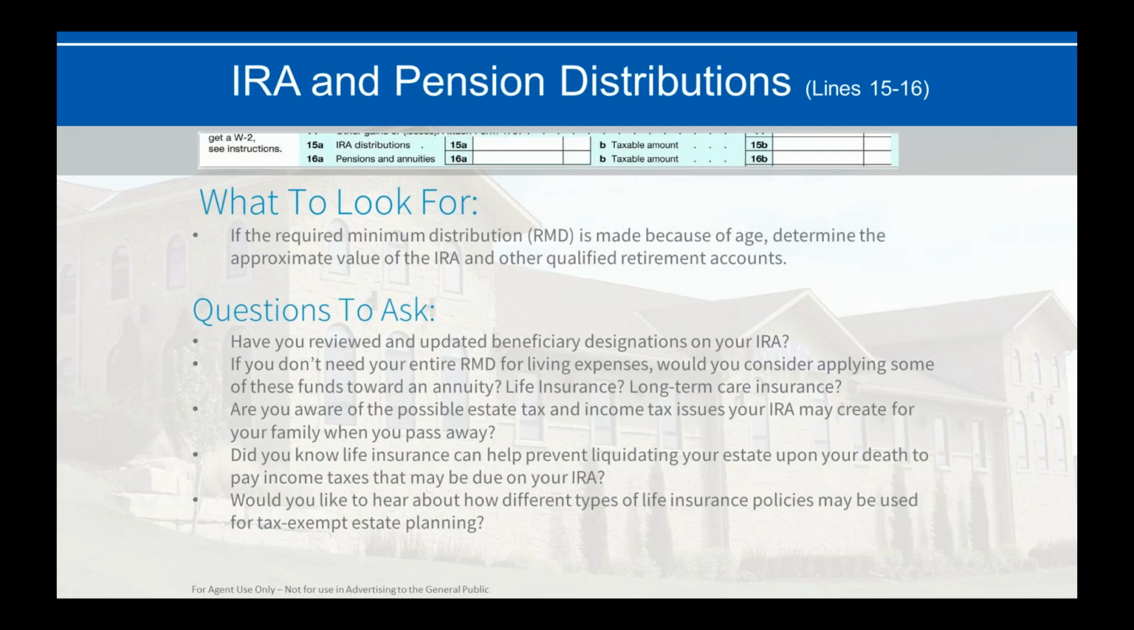Okay, IRA and pension distributions. This is lines 15 and 16. And what we're looking for here is a distribution. It could be an RMD. If the required RMD is made because of age, determine the approximate value. Again, if the individual's 70, the RMD percentage is around 3.6. So you can figure out about how much they have in qualified accounts, for example, at that age.